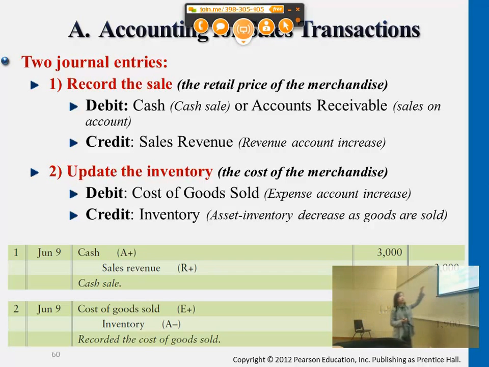Okay, so the first entry is the retail price, the price that you're getting from the customer. The second entry was the original cost that you used to purchase from your vendor, from your supplier. The company is trying to gain the differences between these two.